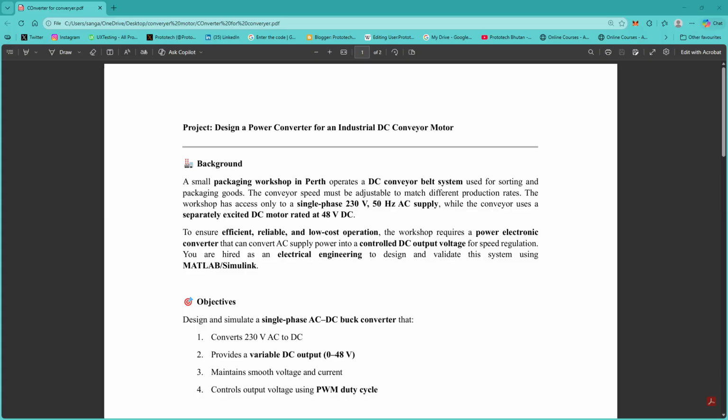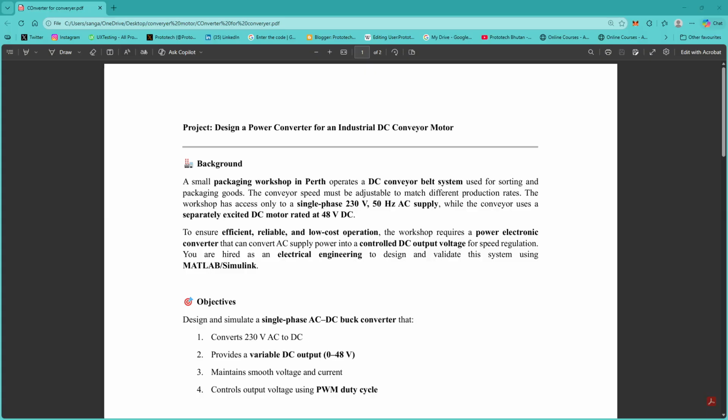Today I'm going to talk about a project titled Design a Power Converter for an Industrial DC Conveyor Motor. In this video, I'll walk you through a design and simulation of a single-phase AC to DC buck converter feeding a DC motor, built completely in MATLAB Simulink. We will start by understanding the Simulink model first, then analyze the simulation results, and finally discuss future improvements and real-world applications.